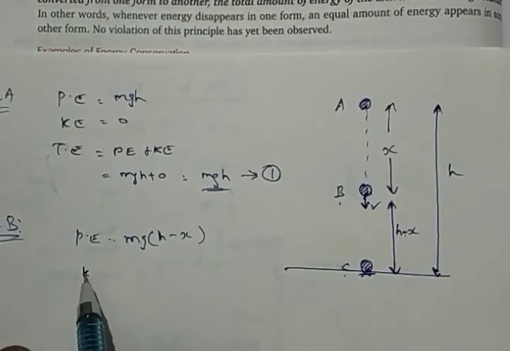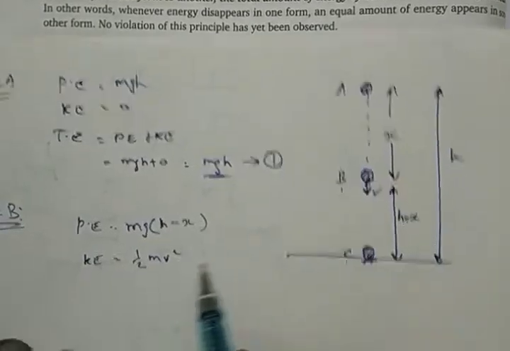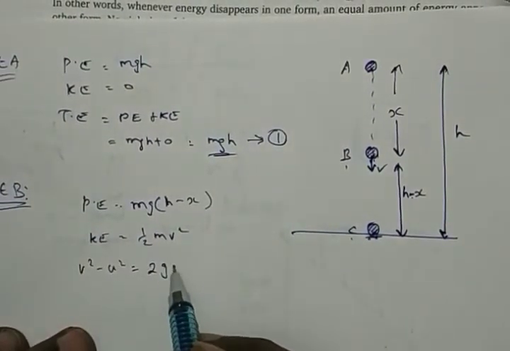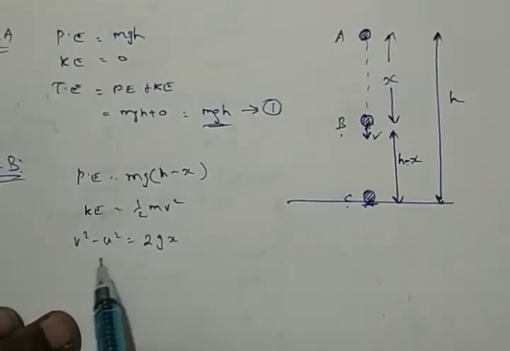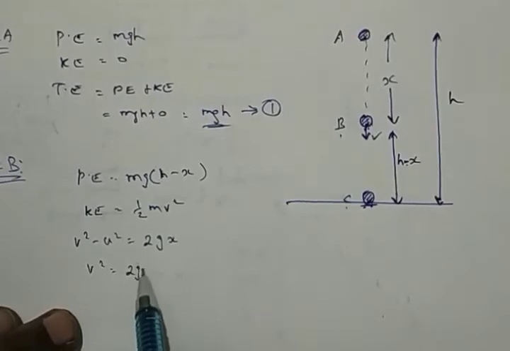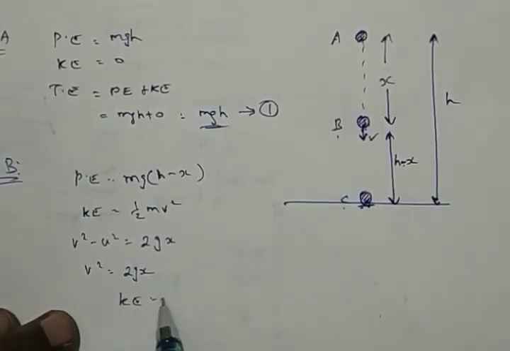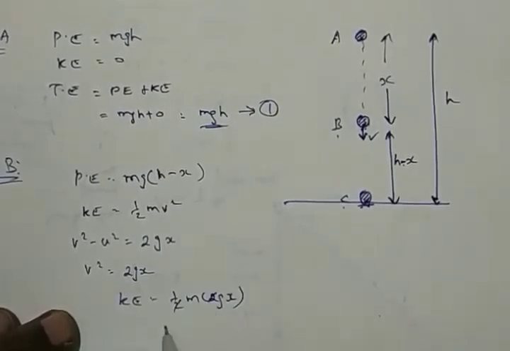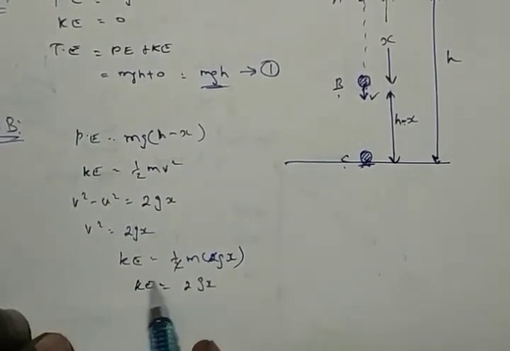Now what is the kinetic energy? It is going to be equal to half m v square. What is this v? v square minus u square is equal to 2gx. How much is x? The distance which is traveled from here to here. So v square is equal to 2gx. Substitute this v square over there. So kinetic energy is going to be equal to half into m into 2gx. It gets cancelled out. mgx is going to be the kinetic energy.